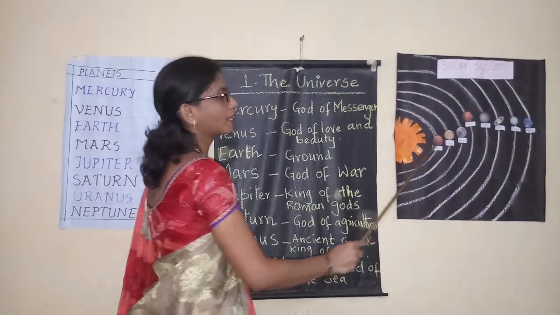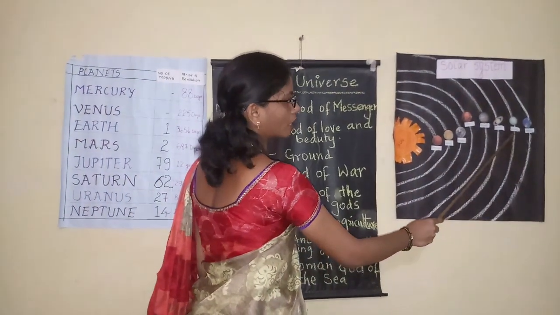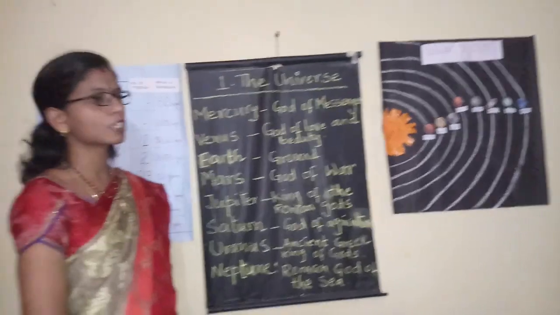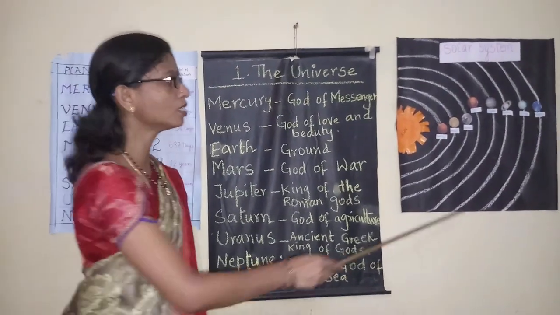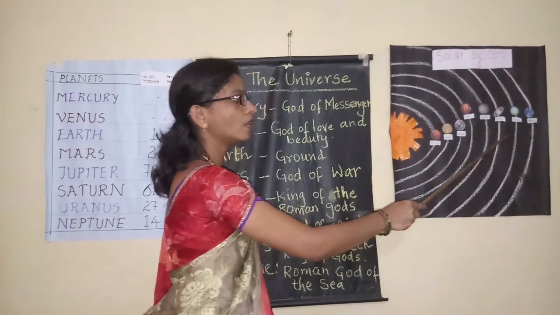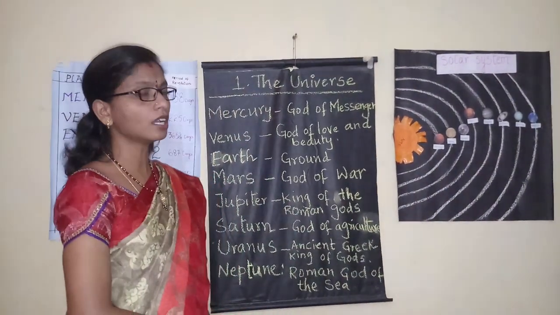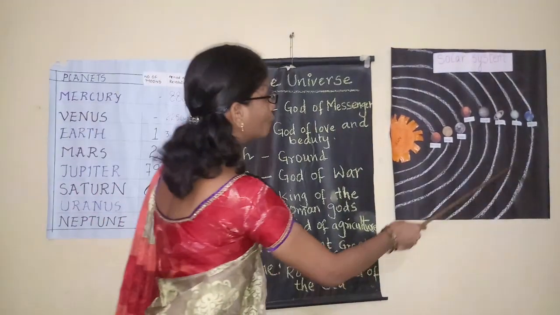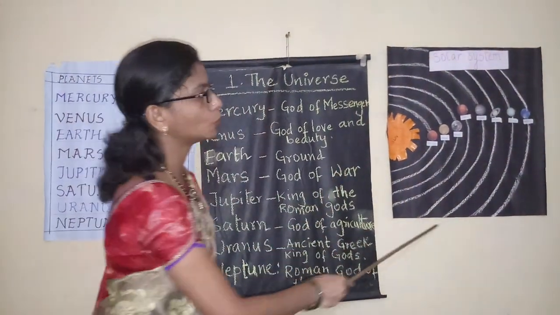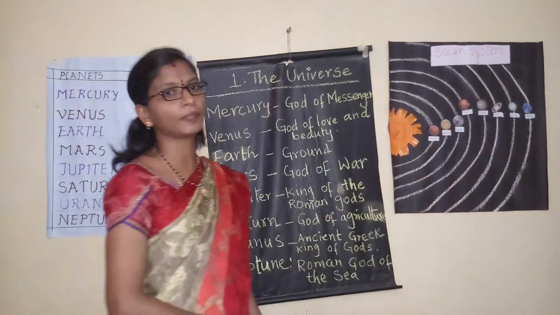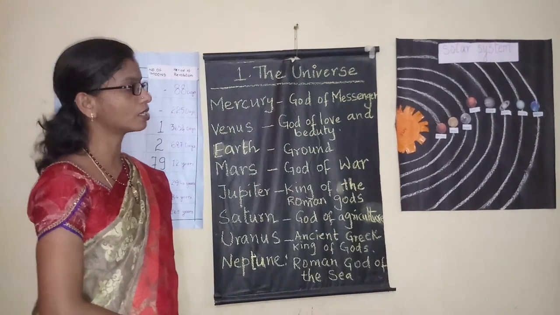The seventh planet in the solar system is Uranus. It is the seventh planet and third largest planet in the solar system. As this Uranus is very far away from the sun, it is cold, and it is known as the blue planet. And this Uranus takes 84 years to complete one revolution around the sun.